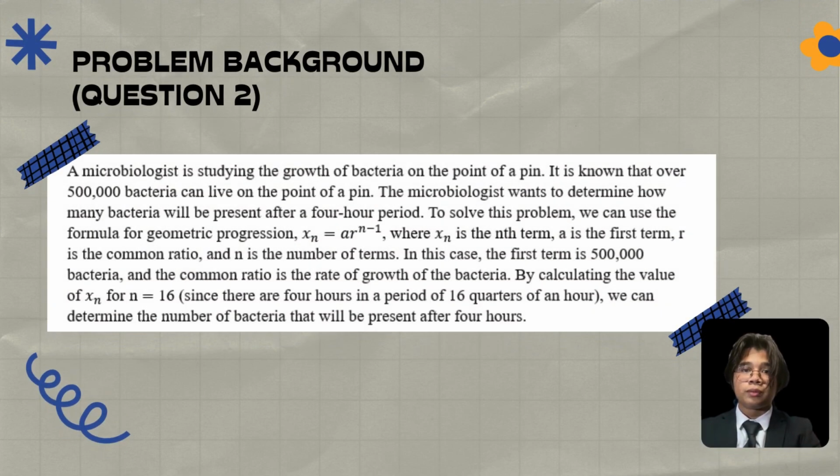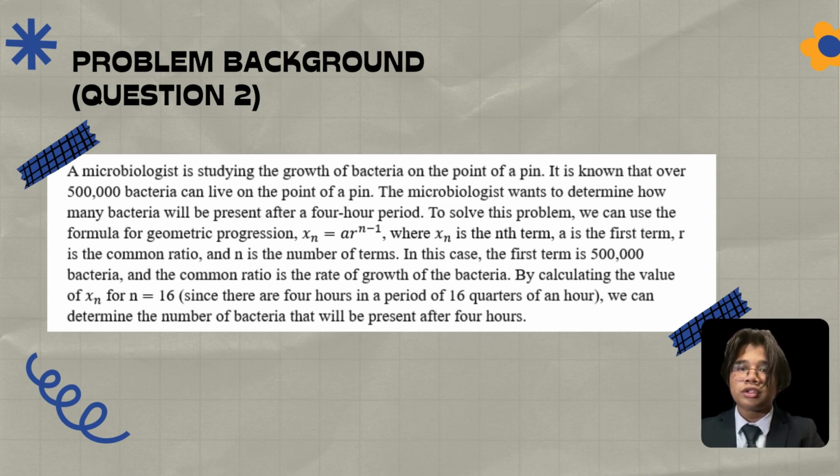Question number 2. A microbiologist is studying the growth of bacteria on the point of a pin. It is known that over 500,000 bacteria can live on the point of a pin. The microbiologist wants to determine how many bacteria will be present after an hour period. To solve this problem, we can use the formula for geometric progression.